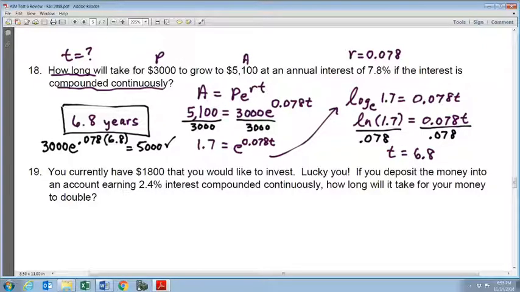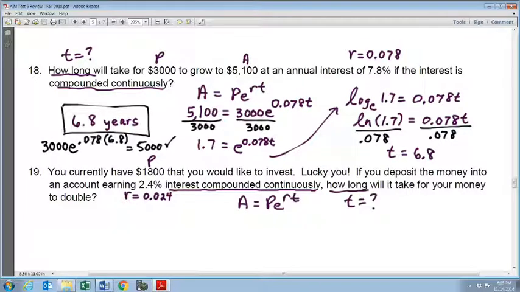On number 19, it says you currently have $1,800 that you would like to invest. If you deposit it into an account earning 2.4% interest compounded continuously, how long will it take for your money to double? Well, we have continuous interest again, so we are going to use PERT. And notice the starting amount is $1,800, and the interest rate is 0.024. It's asking us how long it's going to take, so we're looking for time here.